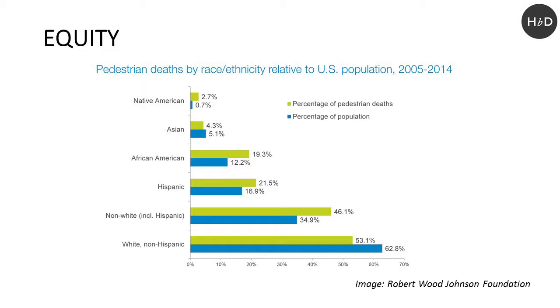This is national data. So for non-whites, which includes Hispanics, the percentage of the population is about 35%. Pedestrian deaths among that population, though, are at 46%. So again, we know that people of color are disproportionately impacted. This is national data, but like I said, our local data bears that out. Just going through a few slides quickly, so we have a couple of minutes for questions.